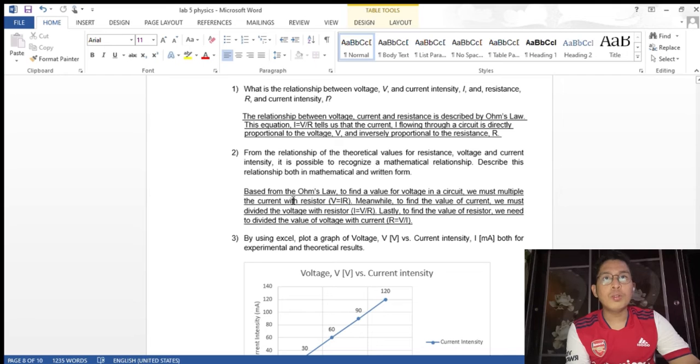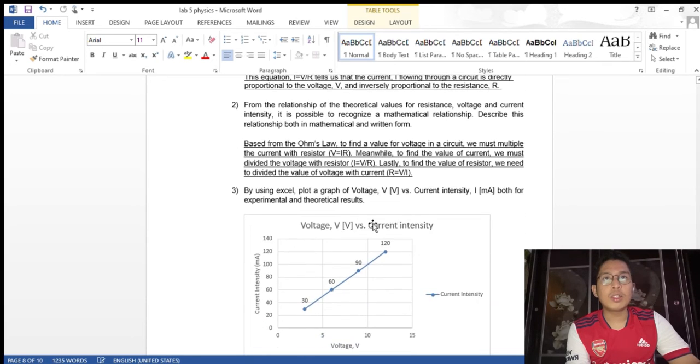For question number 2, it basically asks us to describe the relationship of theoretical values for resistance, voltage and current electricity in mathematical and written form. So the answer is based on Ohm's law. To find the value for voltage in a circuit, we must multiply the current with the resistance, V equals IR. Meanwhile, to find the value of the current, we must divide the voltage by the resistance, I equals V over R. And lastly, to find the value of resistance, we need to divide the voltage by the current, R equals V over I.